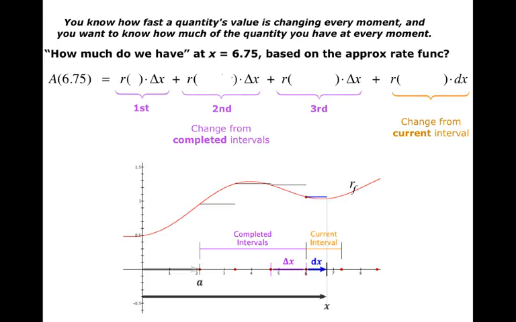So this is the key to forming the one rule version of the A function. Change from completed intervals plus change from the current interval.